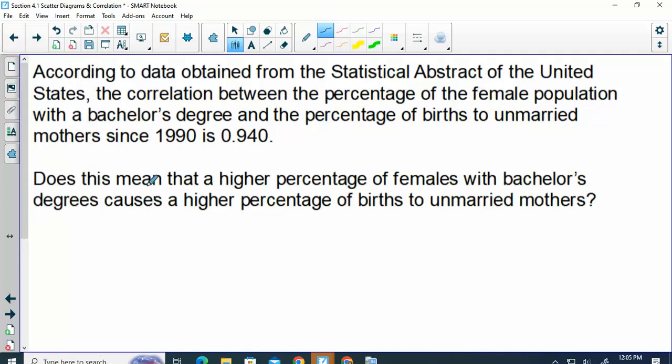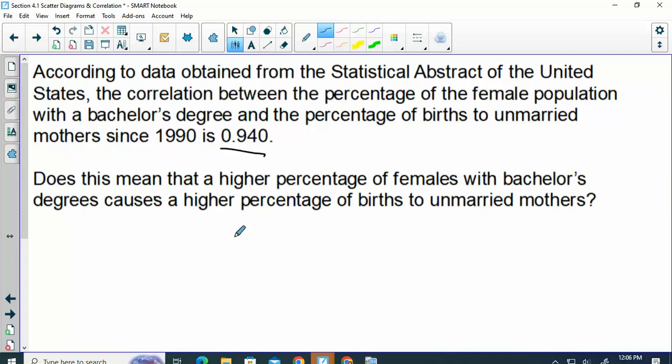Okay, let me ask the question. According to data obtained from the Statistical Abstract of the United States, the correlation between the percentage of the female population with a bachelor's degree and the percentage of first births to unmarried mothers since 1990 is 0.940. Okay, that's a pretty strong positive relationship, right? So does this mean that a higher percentage of females with bachelor's degrees causes a higher percentage of first births to unmarried mothers? No. We found a very strong positive relationship.